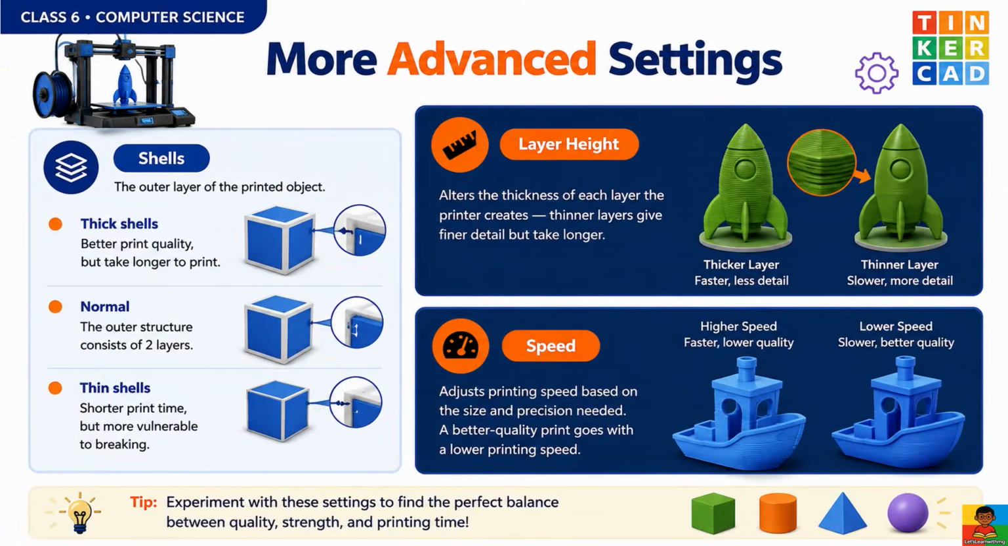Shells are the outer layer of the printed object. Thick shells provide better print quality, but take longer to print. With the normal setting, the outer structure consists of 2 layers. Thin shells give a shorter print time, but are more vulnerable to breaking. Layer height alters the thickness of each layer the printer creates. Thinner layers give finer detail, but take longer. Speed adjusts printing speed based on the size and precision needed. A better quality print goes with a lower printing speed.